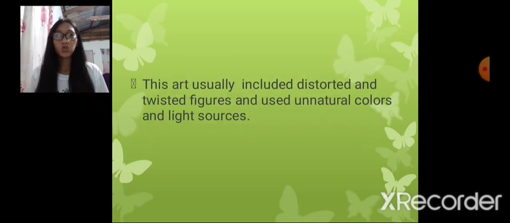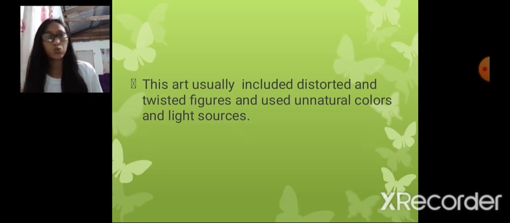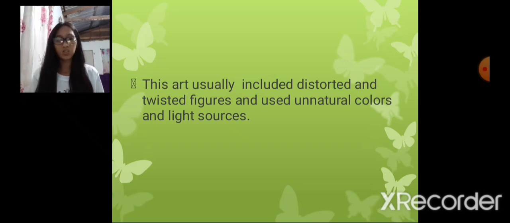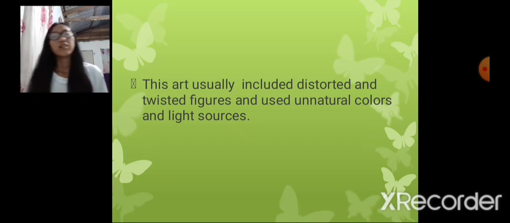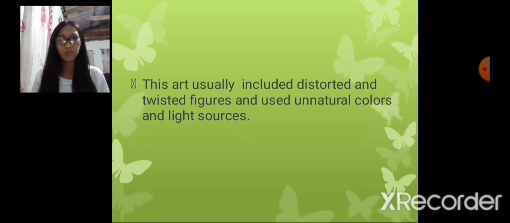This art usually included distorted and twisted figures and used unnatural colors and light sources. So here, in the primary subjects, there are some parts of their body that are being elongated, some are distorted, and others are twisted figures.